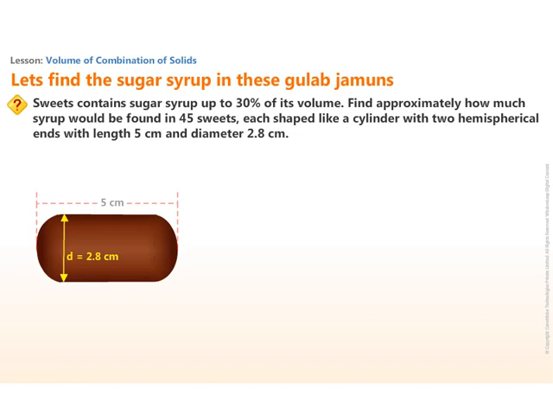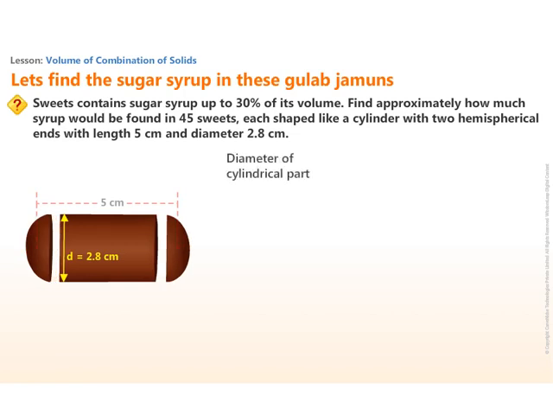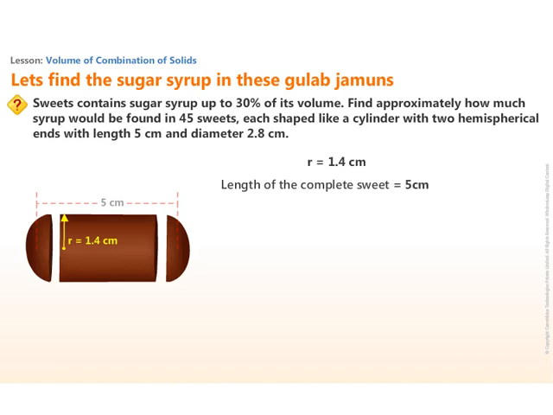Each sweet can be divided into a cylinder with two hemispherical ends. Diameter of cylindrical part is equal to the diameter of hemisphere. Since the diameter is equal to 2.8 centimeters, therefore R is equal to 1.4 centimeter. And the length of the complete sweets is 5 centimeter. The length of only cylindrical part is h, that is equal to 5 minus 2 times the radius of hemisphere. Substituting the radius, we get the value of h is equal to 2.2 centimeter.